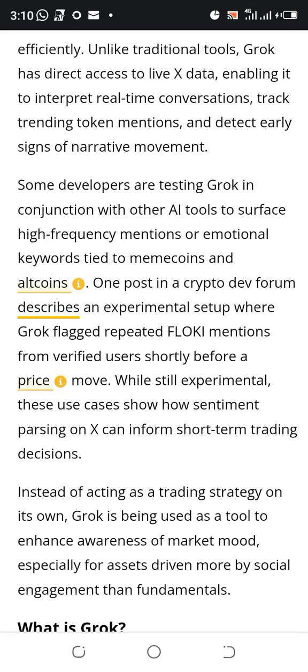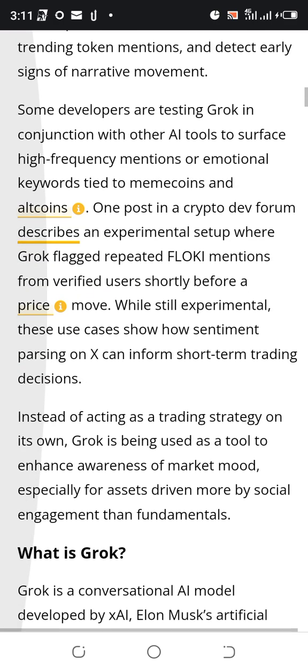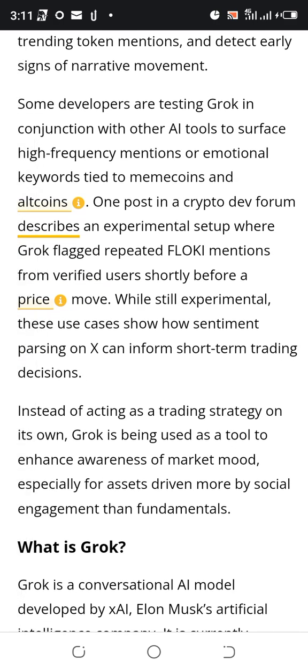Some traders are testing Grok in conjunction with other AI tools to surface high-frequency mentions or emotional keywords tied to meme coins and altcoins. One post in a crypto development forum described an experimental setup where Grok flagged repeated Floki mentions from verified users shortly before a price move. While still experimental, these use cases show how sentiment parsing on X can inform short-term trading decisions.